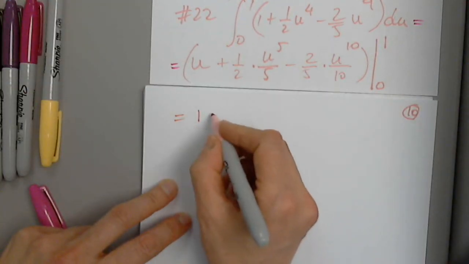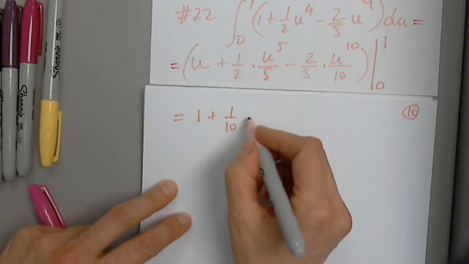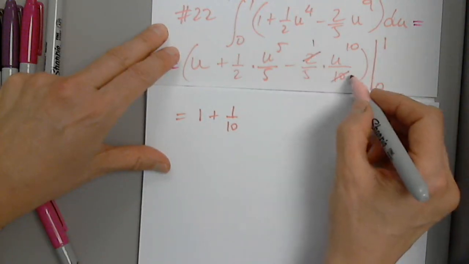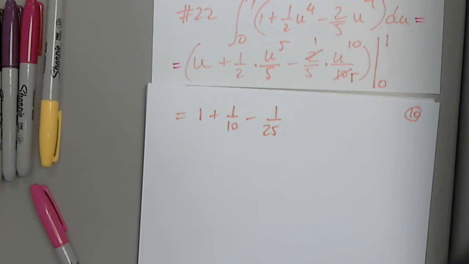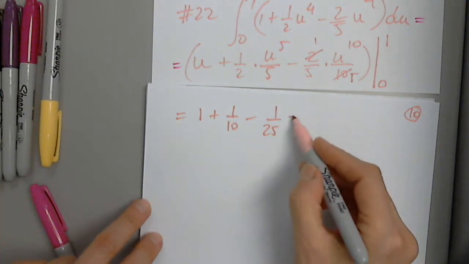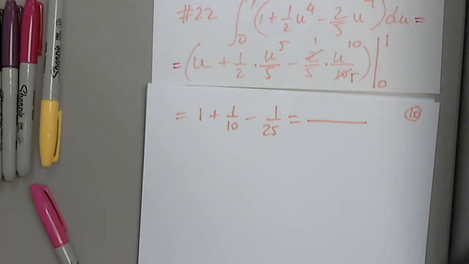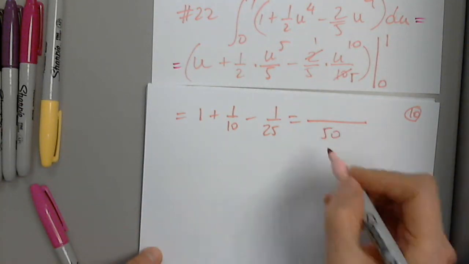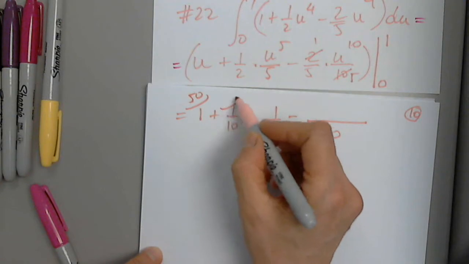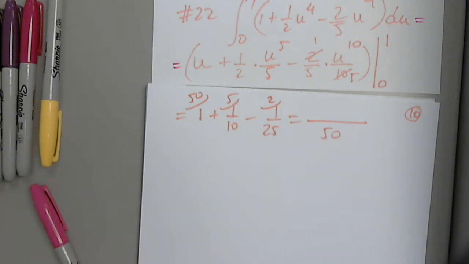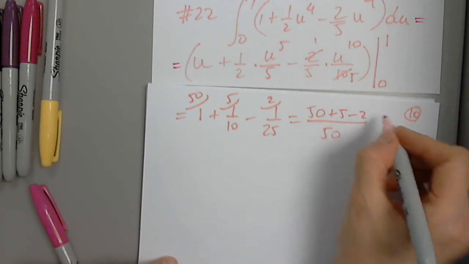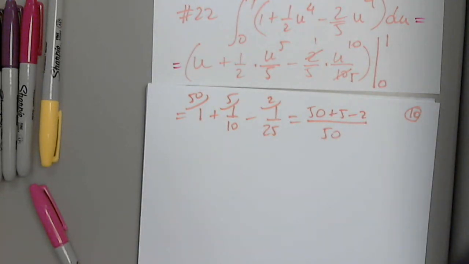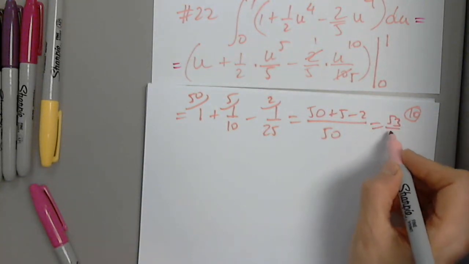So this is 1 plus 1/10, I'll simplify here, minus 1 over 25. And there is nothing else, because when I plug in 0, I get 0. So the least common denominator is 50. This one needs a 50, this one needs a 5, and this one needs a 2. So 50 plus 5 minus 2, and that is 53 over 50.